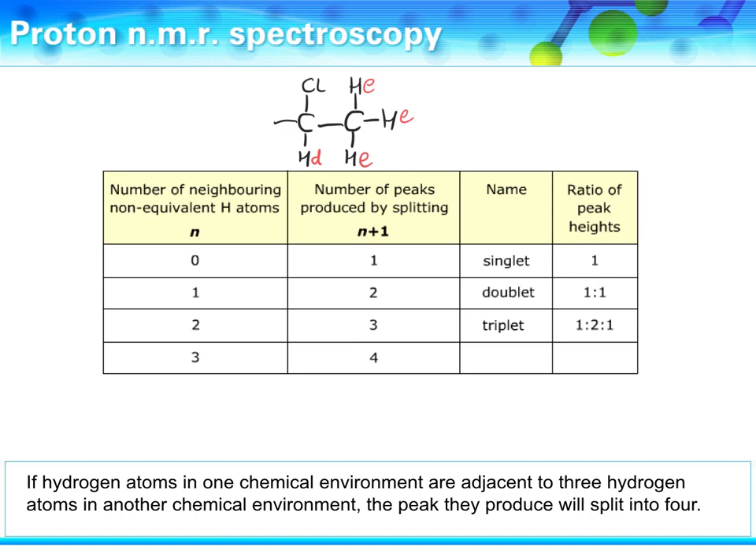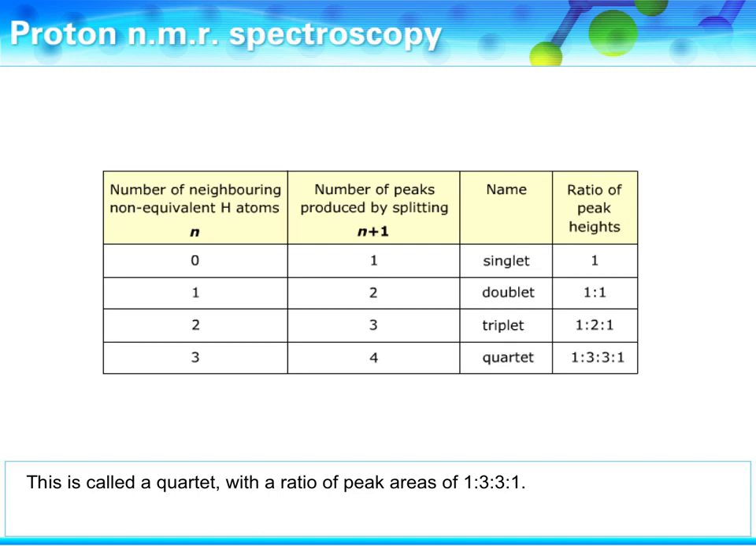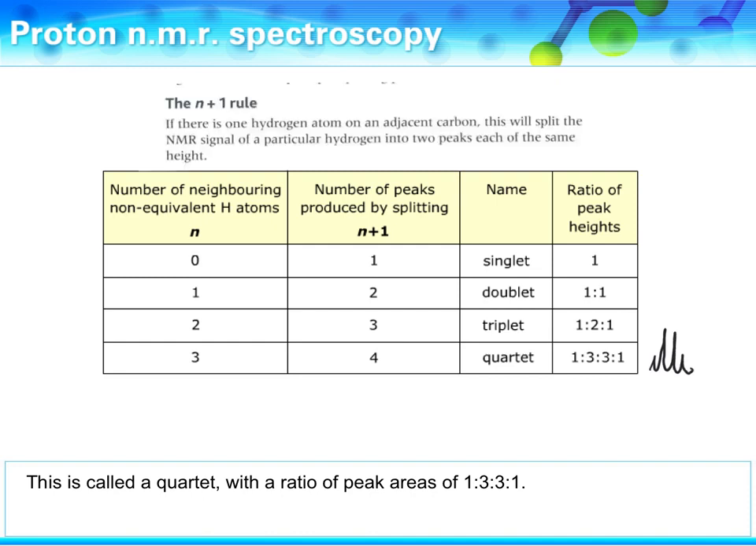Consider the proton D here. Proton D is adjacent to a carbon which has got 3 protons in the same chemical environment. The signal given off by this proton will be split into 1, 2, 3, n+1, into 4. We call that signal a quartet, and it has a ratio of peak areas of 1 to 3 to 3 to 1. So now you should be able to memorise the n+1 rule.